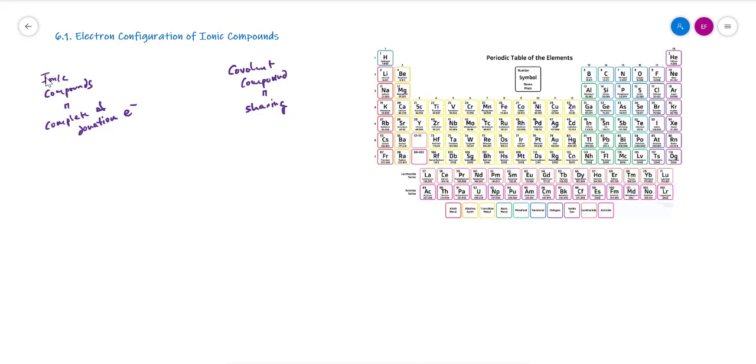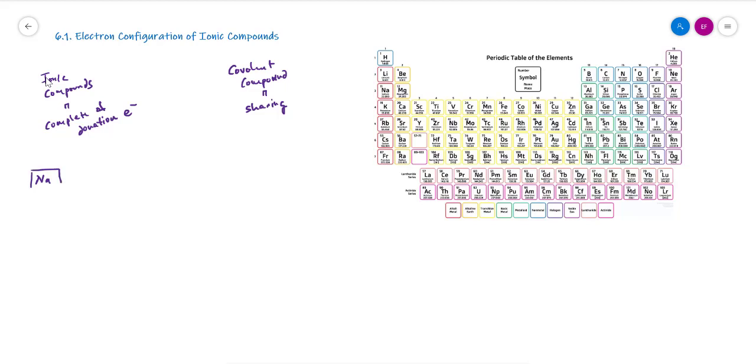We're going to start this chapter with thinking about the electron configuration of ions and ionic compounds. This is just a natural extension of where we left off in the last set of chapter 5 videos. These are pretty straightforward, so we might as well just do a couple examples. We've got the periodic table here. Let's do sodium first.